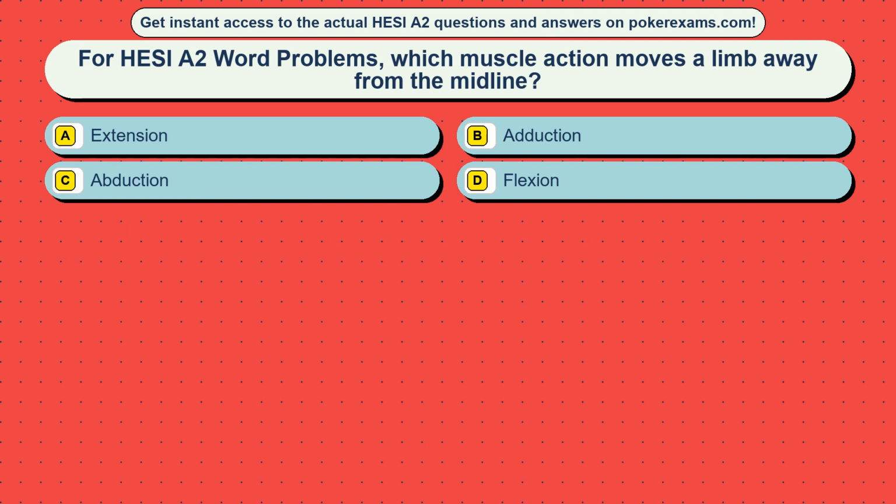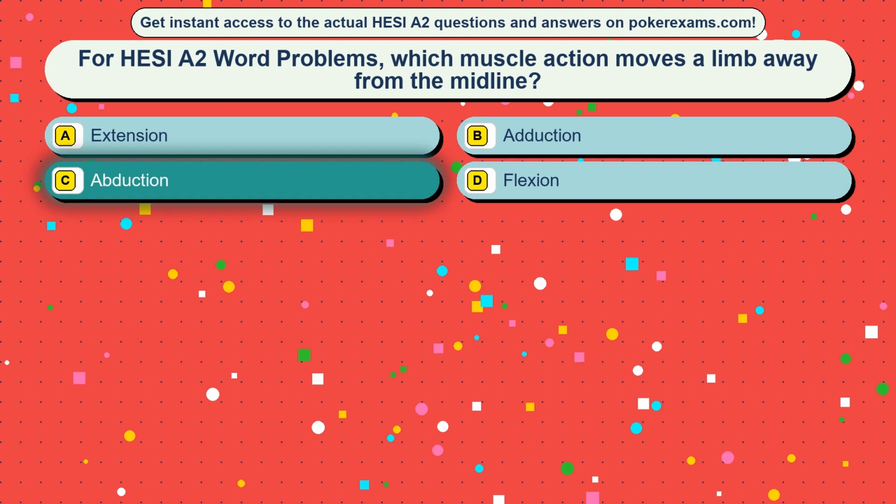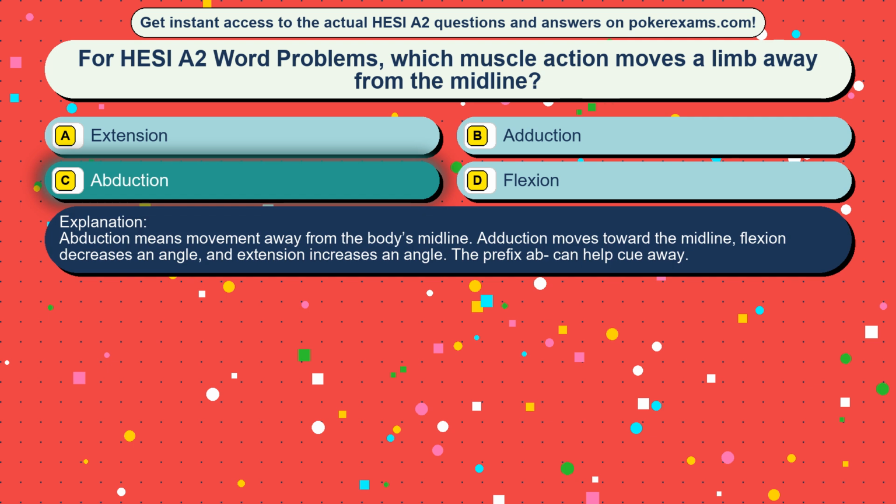Question 12. For HESI A2 word problems, which muscle action moves a limb away from the midline? Option A, extension. Option B, adduction. Option C, abduction. Option D, flexion. The correct answer is option C, abduction. Abduction means movement away from the body's midline. Adduction moves toward the midline, flexion decreases an angle, and extension increases an angle. The prefix AB can help cue away.